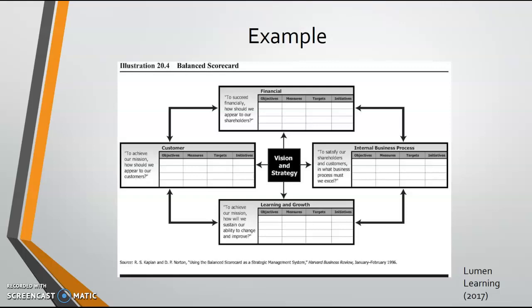So it's important that this is a very generic version. Every company is different. Every market situation is different. So not all balanced scorecards look like this.